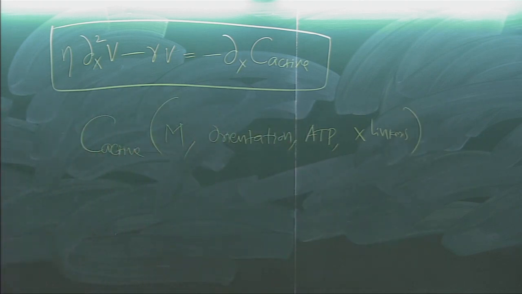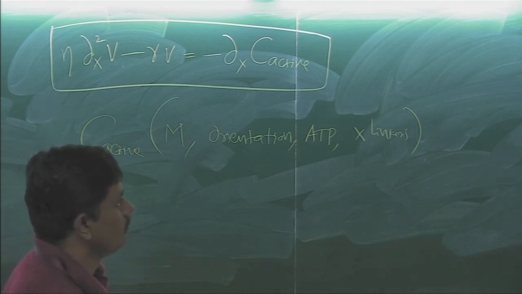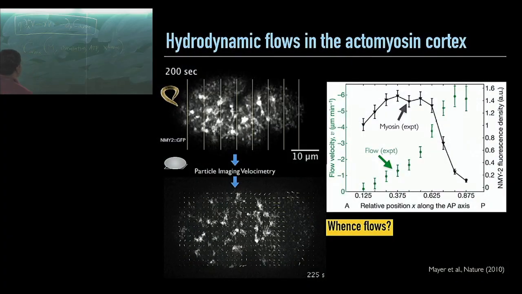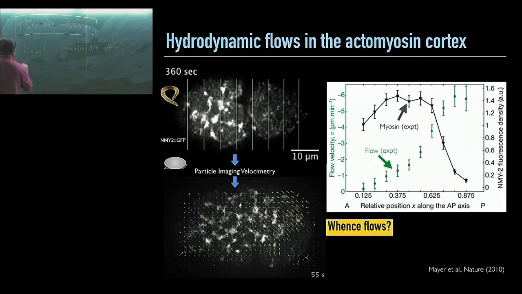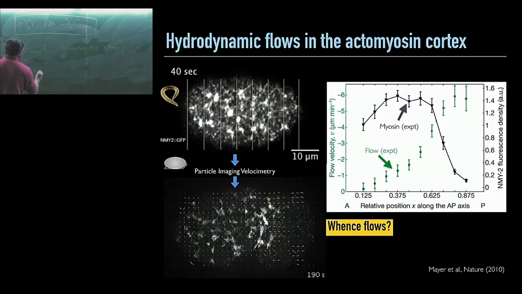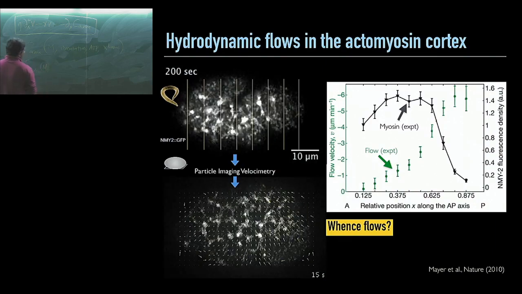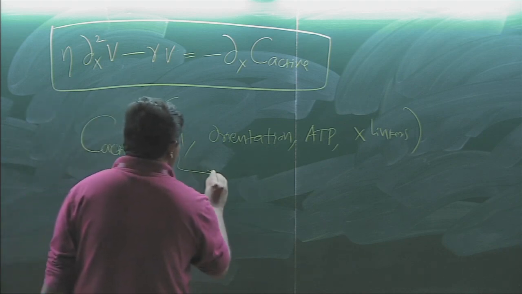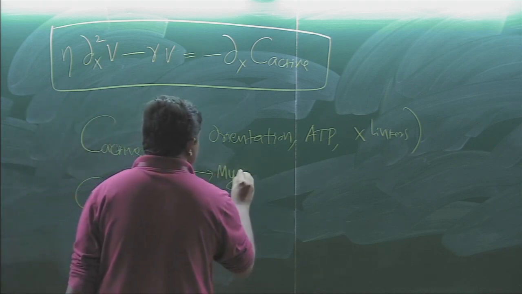So in this picture, we experimentally measured the myosin profile, right? So you can measure the myosin profile here, and you have a velocity profile that is measured. So you can just take this as an input. In a simple description, assume that C active is just a function of M, and take M as the myosin density, myosin concentration.